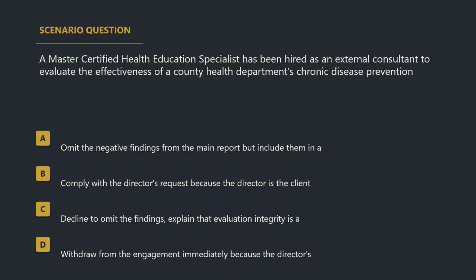Read the scenario stem aloud. Give students 30 seconds to consider options before advancing.